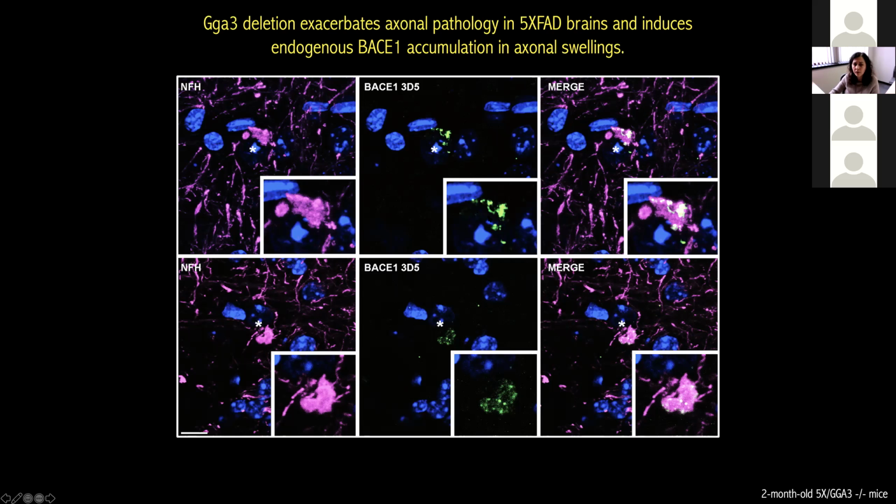Gga3. So for the second time this year, we demonstrated that the deletion of Gga3 has an effect in accelerating a pathology that is related to AD. But in this case, this pathology is pre-plaque, happening before the plaque phase of the neurodegeneration.